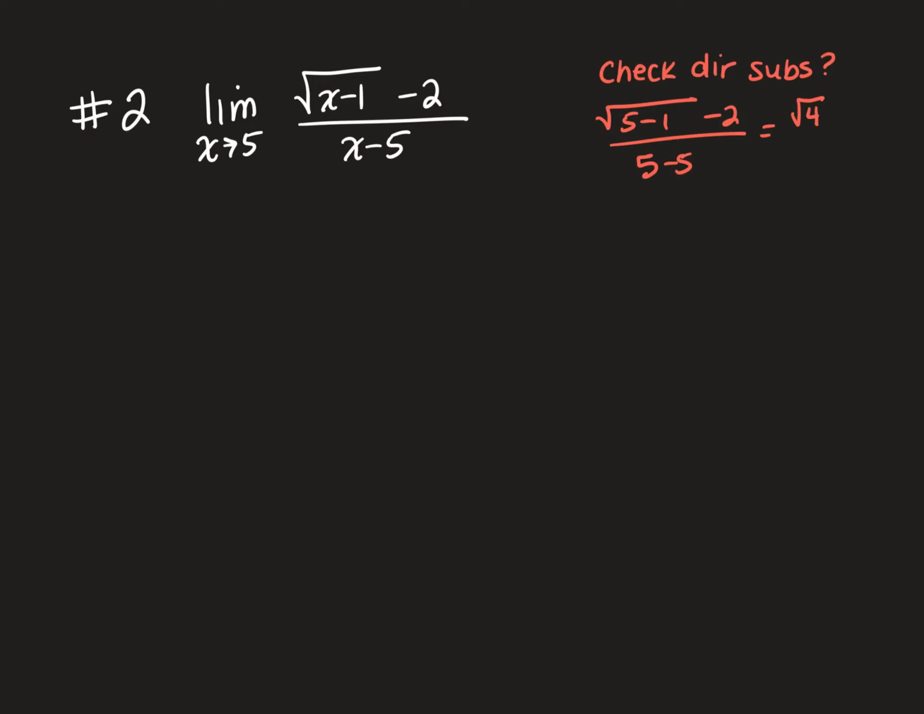So that's going to be the square root of 4 minus 2 over 0, which ends up being 0 over 0 again. So we don't know anything about it at this point. We do need to go ahead and use some kind of an algebraic approach. So if you remember, our algebraic approach was one that we had to multiply by whatever would create a difference of squares in the numerator.